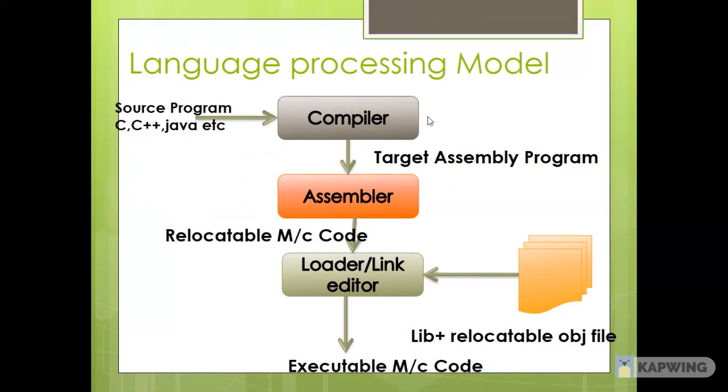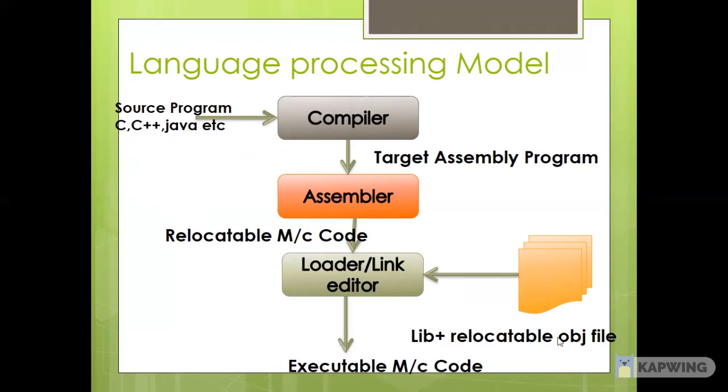So a compiler is nothing but system software which will convert the high level language into the machine level language. Here the compiler will compile a program at one time and generate the target assembly program. Then here is the assembler, which produces relocatable machine code, and here is your linker and loader editor. So this will execute on a machine code.